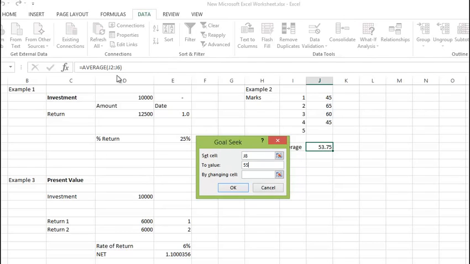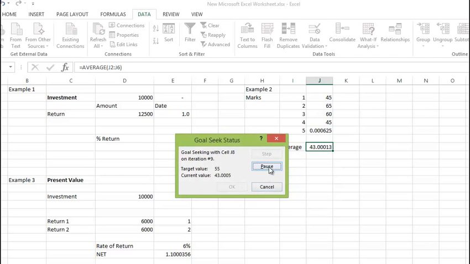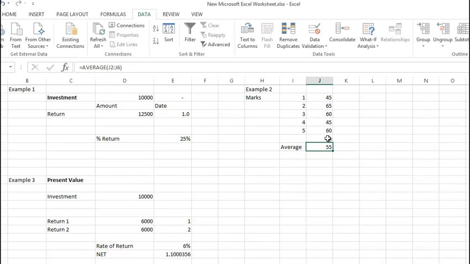Again, this is a formula driven cell. By changing which cell? By changing this cell, and I click OK. The moment I click OK, I get a value of 60. So if I get a value of 60, my average will be 55. Let's look at another example.